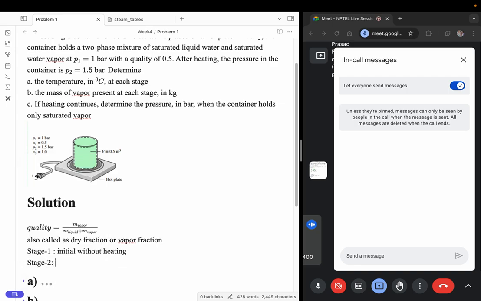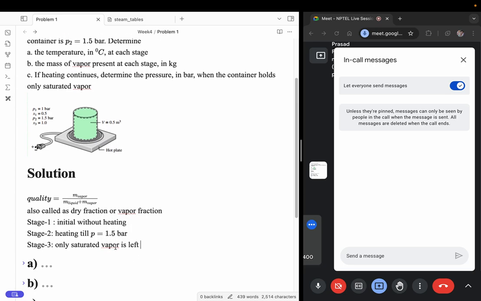Stage 2 is basically heating till the pressure is 1.5 bar, and stage 3 is when only saturated vapor is left. So these are the 3 stages that we are left with, and we need to find the temperature in each of these stages.